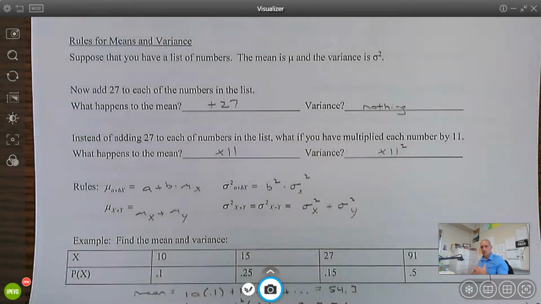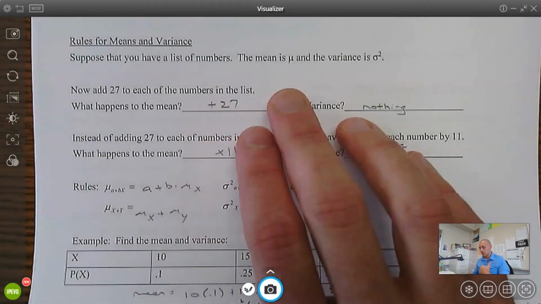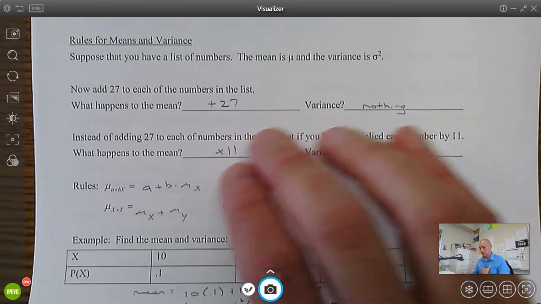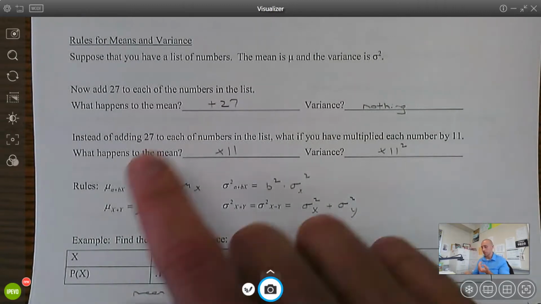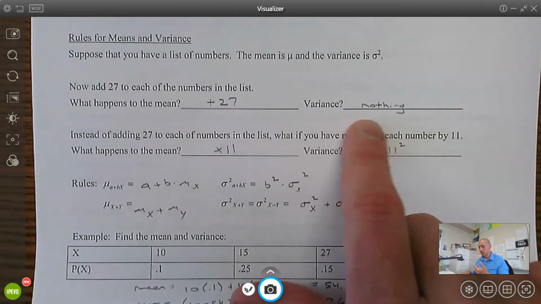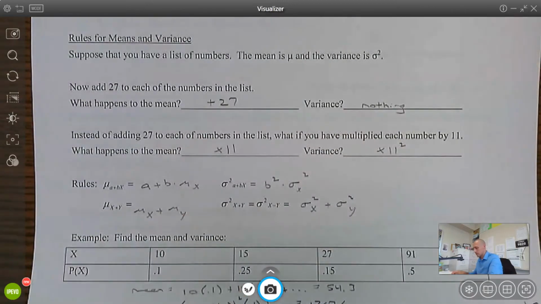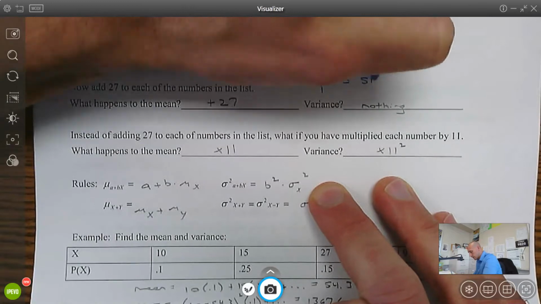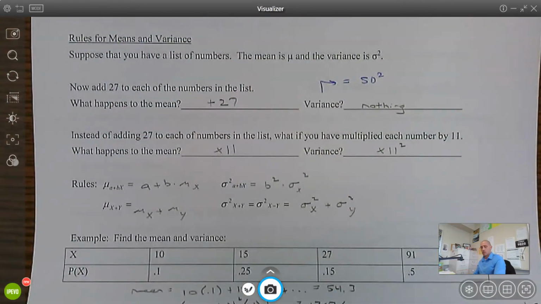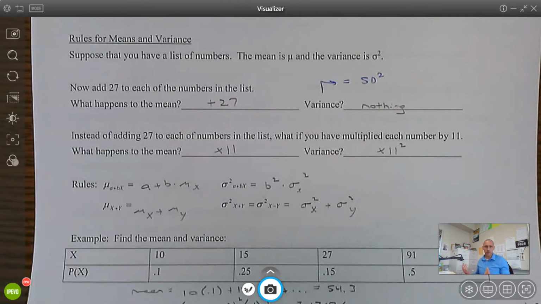So let's look at some rules for mean and variance. If you have a list of numbers and you have some mean and some variance, and then we add 27, well, now all the numbers went up by 27, so the mean is going to go up by 27. The variance, remember, is just equal to the standard deviation squared. So if I add 27, I'm just shifting the data. It's not expanding or condensing at all. So every measure of variability doesn't change. The standard deviation doesn't change. So when I square it, it's going to be the same variance.